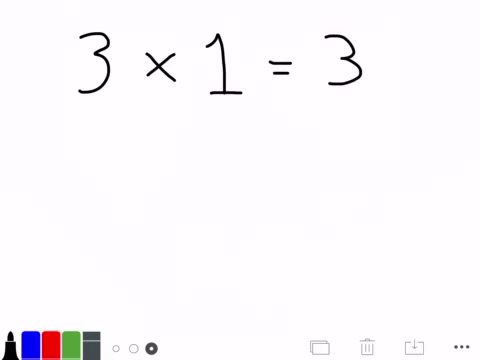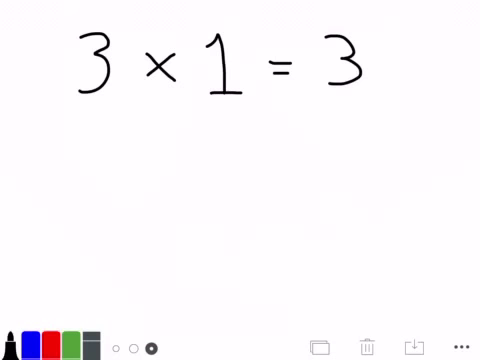And the rule starts with this idea that any number, 3 times the whole number 1, would equal 3. Now that's something you probably learned way back in maybe first grade, maybe second grade. 3 times 1 is 3. Any number times 1 is going to give you the number itself. So instead of thinking of it as multiplying by the whole number 1, we can put a fraction in there and we would still get the same thing. And I'll show you what that looks like in a minute.